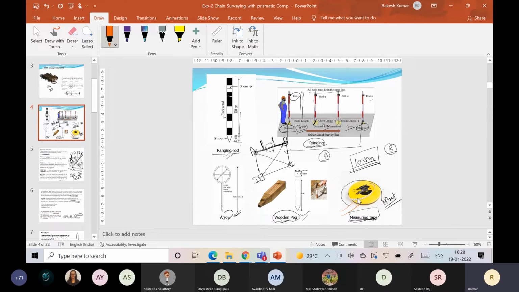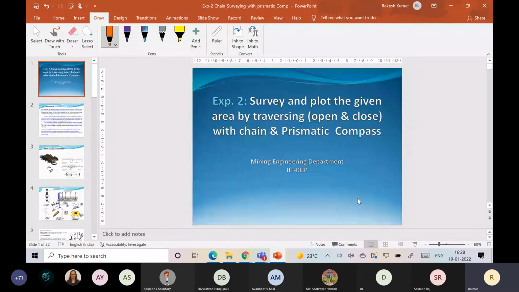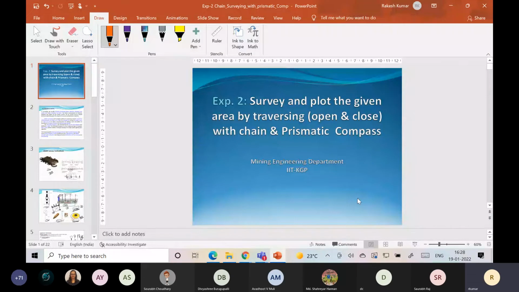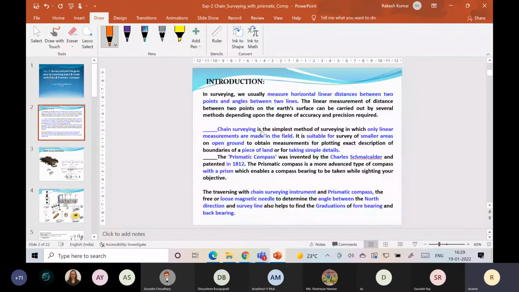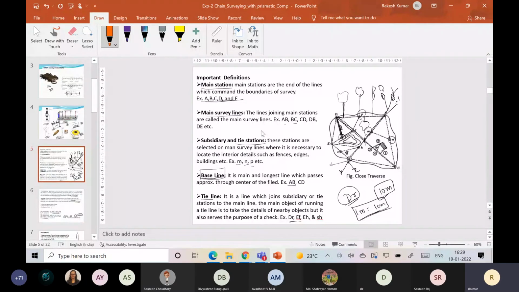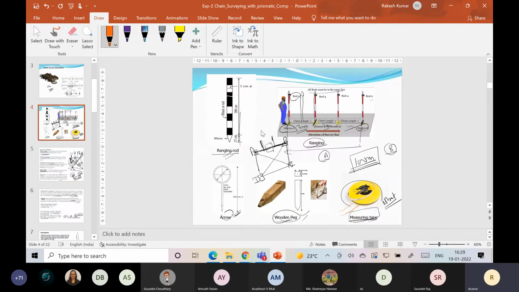Then what can be the reason? Just think about it. Because everywhere, if you see, when traversing open and closed with chain and prismatic compass, it is always the chain. It is never written to use the measuring tape. There is some technical reason. You think about it. I'm giving you 1 week's time. Yes, tell me. Rigidity in the chain, like it won't bend, so it won't give a small error. It can be one of the reasons. So I can use the steel tape.